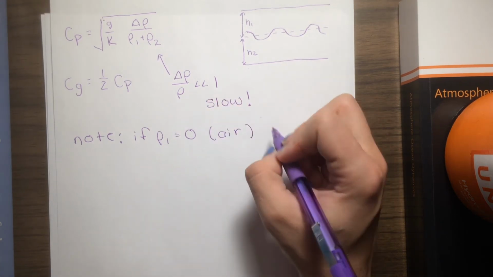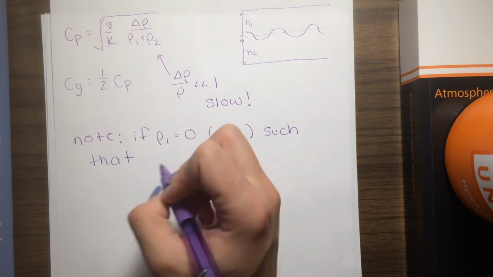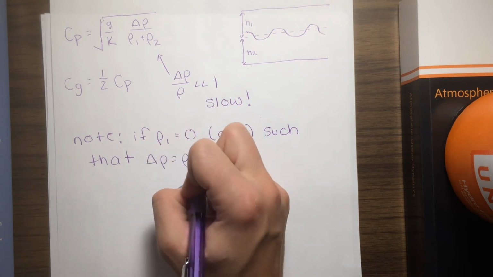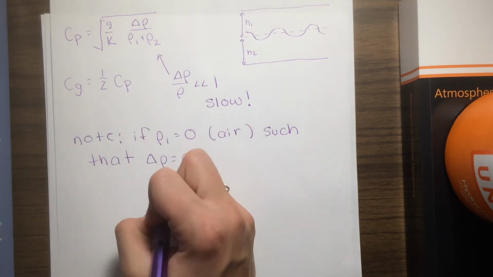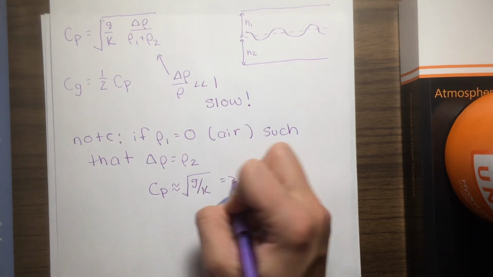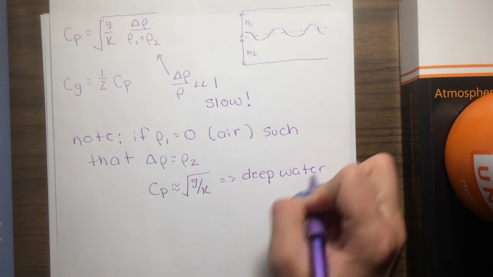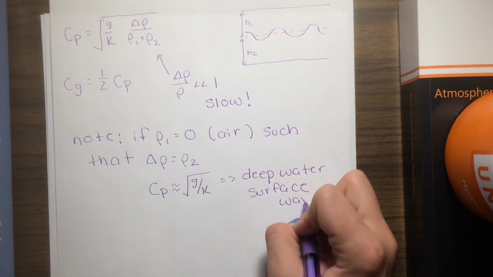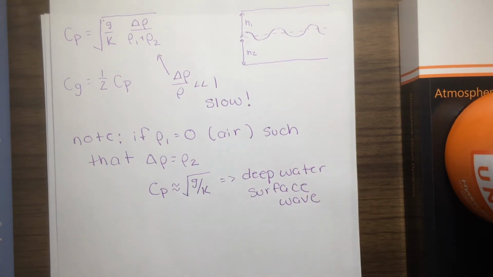Just for the sake of it, note that if rho 1 is equal to 0, or the upper layer is air, and this wave is happening at the surface rather than internally, delta rho is equal to rho, and that term becomes 1, so that the phase speed is equal to the square root of g over k, which is a deep water surface wave.